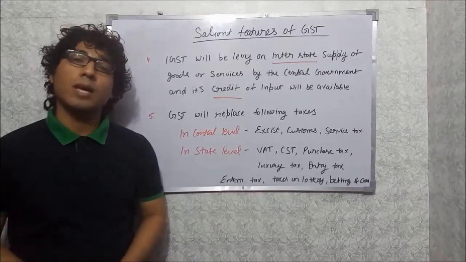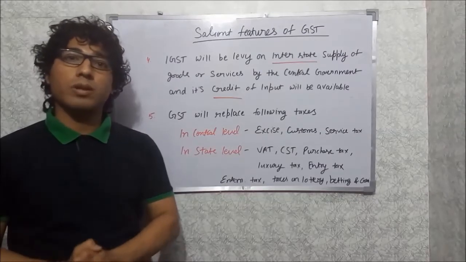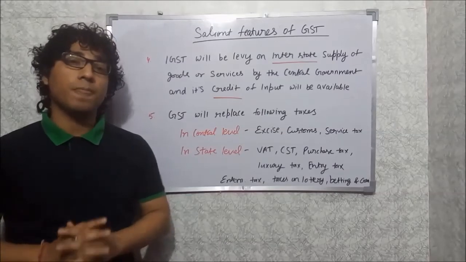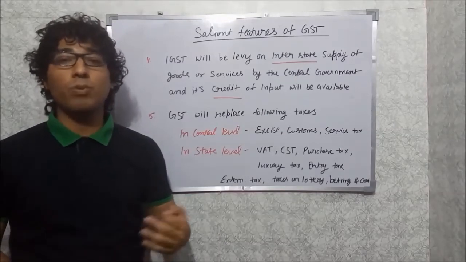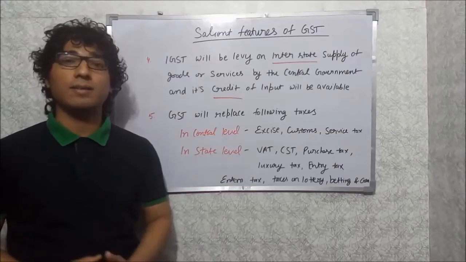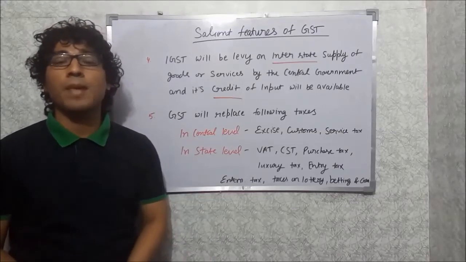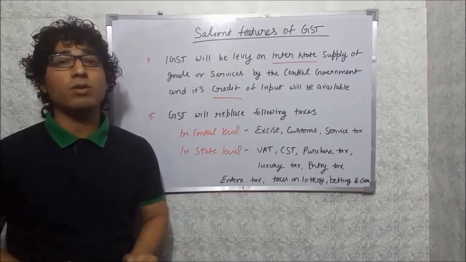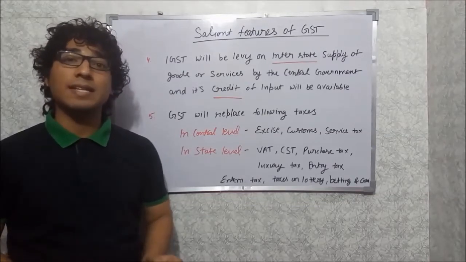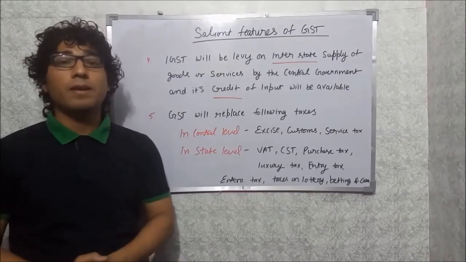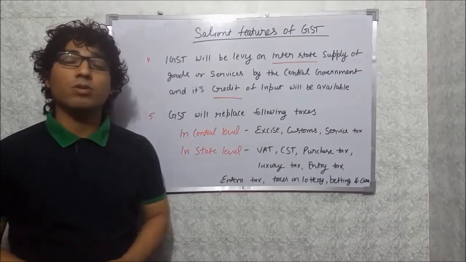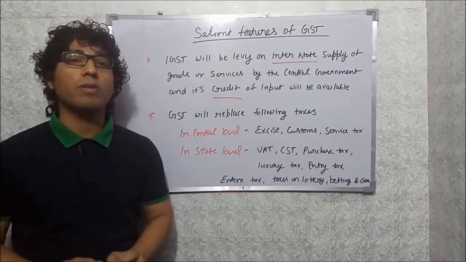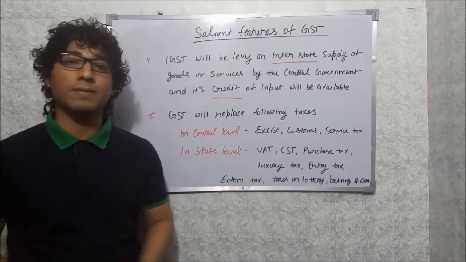IGST will be levied on the interstate supply of goods or services by the Central government, and its credit will also be available for discharging the output tax liability of IGST, CGST and SGST. Earlier, on interstate sale of goods there was the CST, which is Central Sales Tax, and the credit of Central Sales Tax was not available for discharging the output tax liability of VAT, which is Value Added Tax.